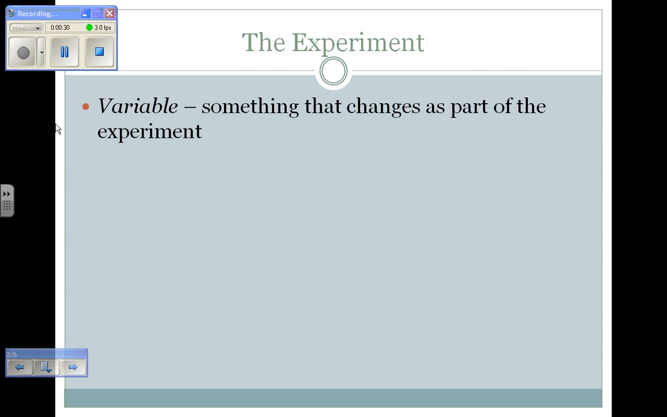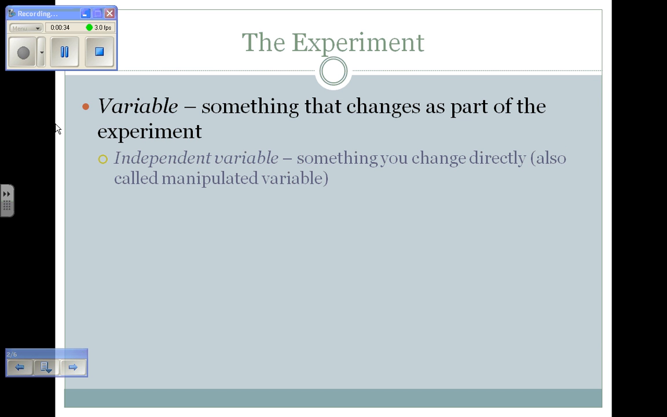There are two types of variables that we're concerned with. The first is an independent variable, which is something that we change directly. Think of the word independent. It's out there on its own. This is not something that's changing because of the experiment. It's something that we're testing. So think of it that way. It can be called a manipulated variable because we're manipulating it. It's the one that we have control of. We want to learn more about what this does in our situation.